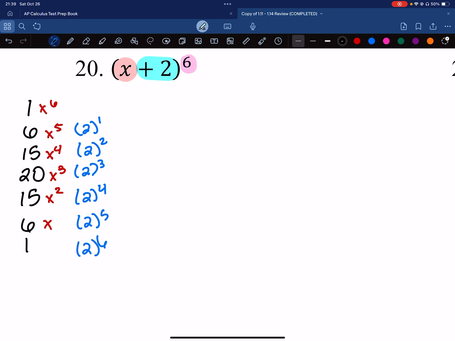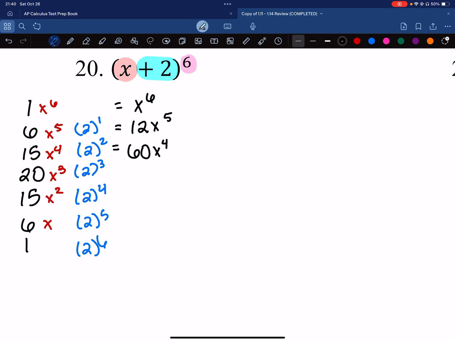Then we just need to multiply it out. So 1 times x to the 6th is x to the 6th. 6 times 2 to the 1st, that's 12 x to the 5th. 15 times 2 squared, that's 15 times 4. 15 times 4 is 60.